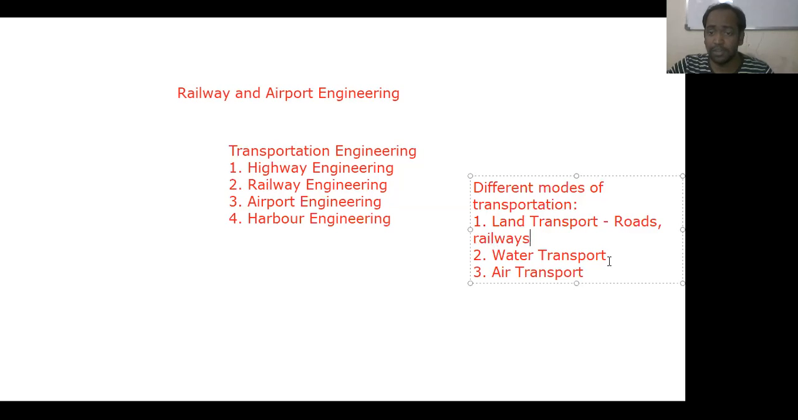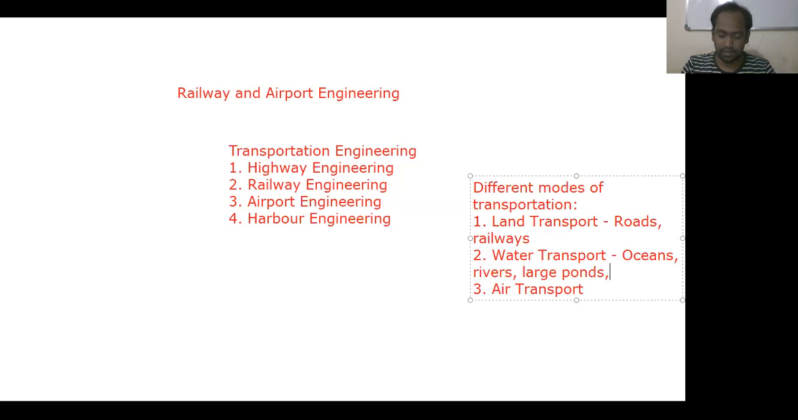Understand? And coming to water transport, it means if we convey passengers or goods from one place to another upon water, like oceans, rivers, or some other water bodies, then that kind of transportation is called water transport. Water transport modes may be oceans, rivers, large ponds, or other water bodies.